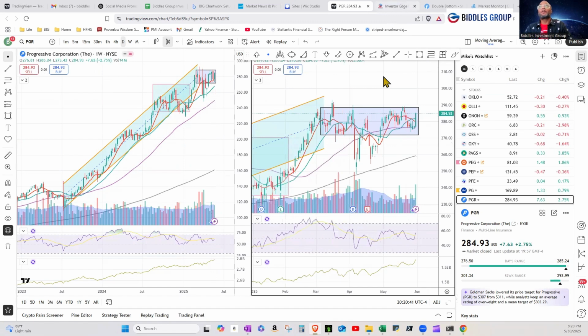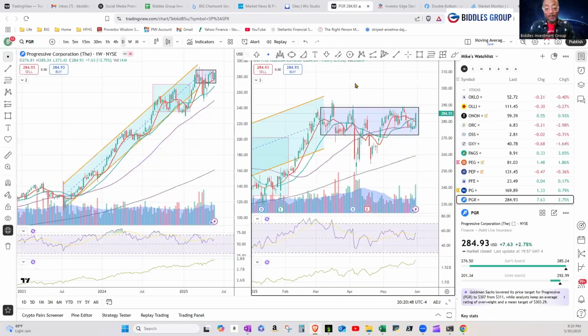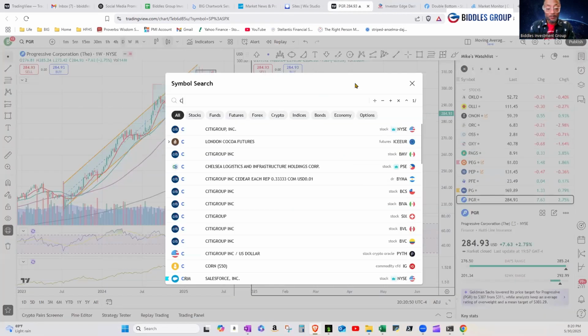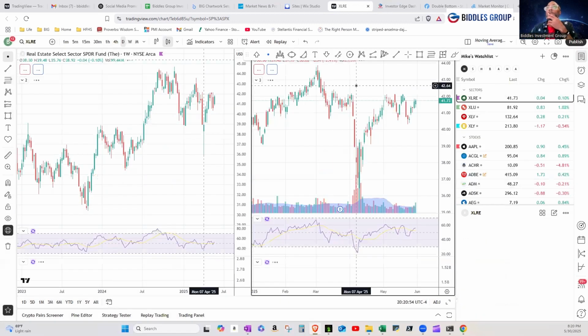Yeah, I don't like it. I mean, you might like it if you're a breakout trader, but I try to get a good price. XLRE, let's take a look at that. Now, this might mean real estate is going up. So if this is going up, we might pick up VICI that we looked at earlier.